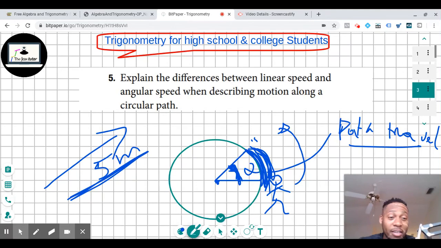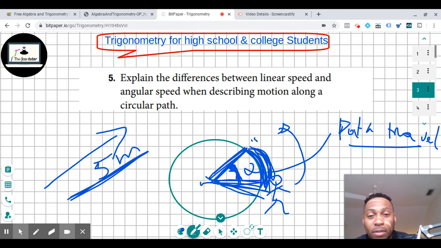But angular speed is the angle that they make, is literally the angle that this pilot makes for a certain time, so for a certain unit of time. So there's a little bit of a difference here. The linear is always along a certain path, but the angular speed is the angle that it makes for a certain period of time.